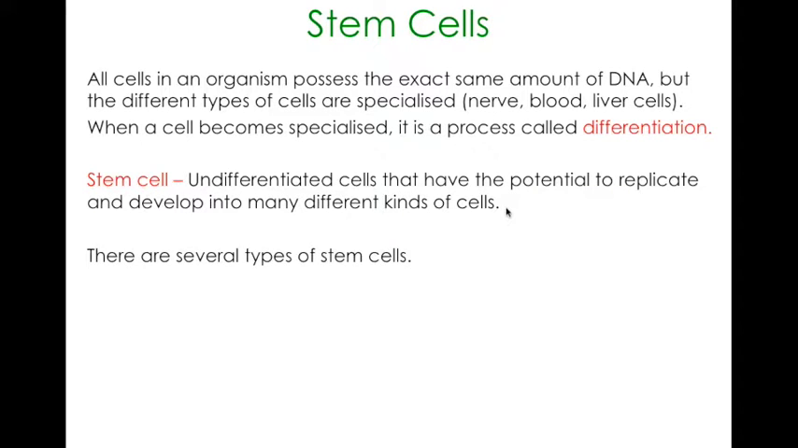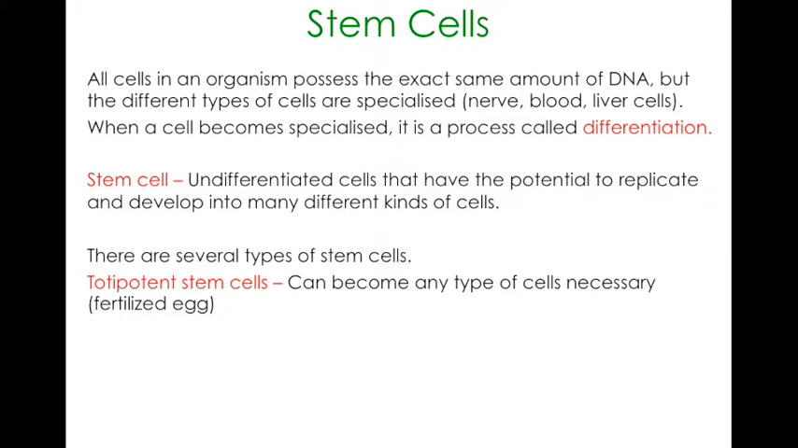Now, there are different types of stem cells. The one with the most potential is called a totipotent stem cell, and these can become any type of cell necessary. The only type of totipotent stem cell in an organism is a fertilized egg. That fertilized egg, that single cell, the zygote, can differentiate and form every other cell within an individual.